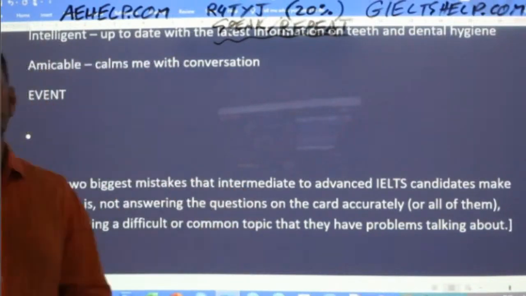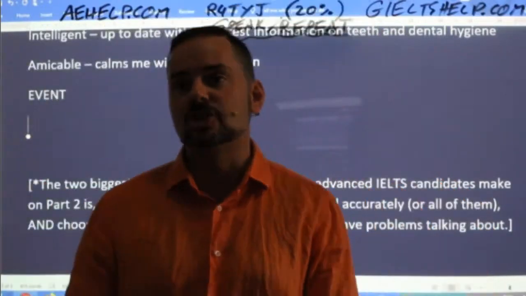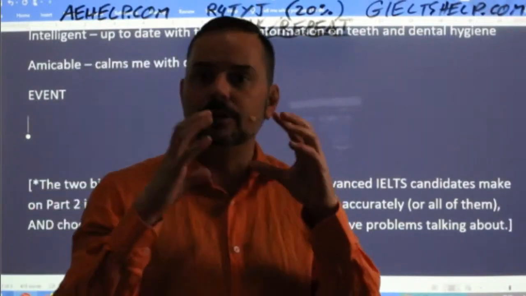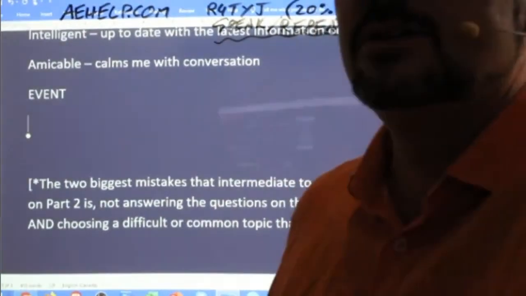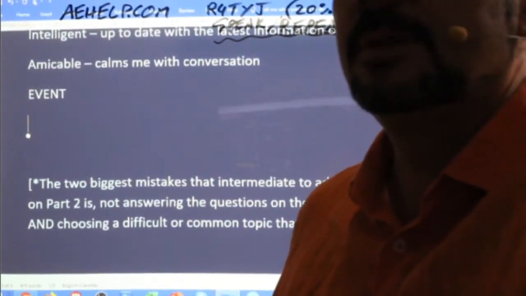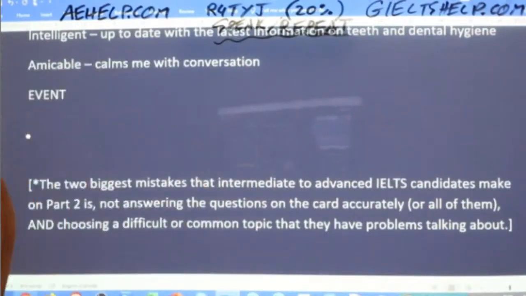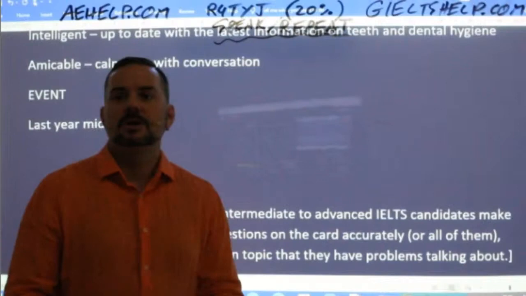So what's the event? Obviously, this is a time when you were nervous. First of all, time and location. Okay, so time and location. Keep thinking about the components of these categories, right? So time and location. That's what we're going for next here. Okay, last year, mid-July. Sure. Okay, 3 months ago.